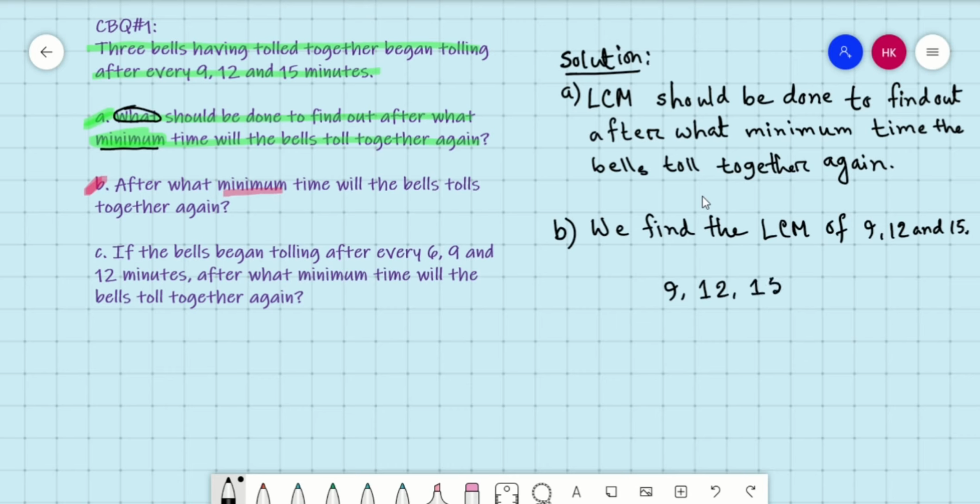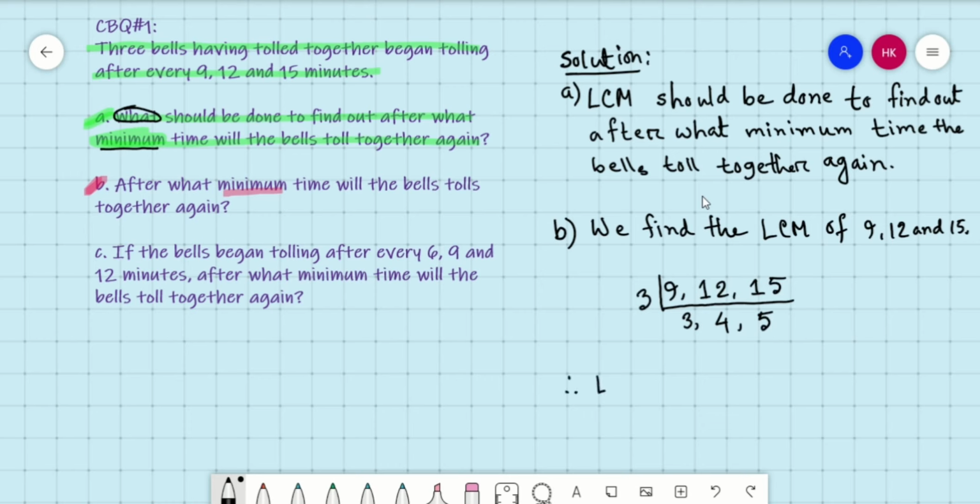At first we write the 3 numbers, 9 minutes, 12 minutes and 15 minutes, and then we try to find the LCM of these 3 numbers by using Euclid's method. At first we see, is there more than one even number? No, there is only one even number. So next we try to divide by 3. All the numbers can be divided by 3. We divide 9 by 3, the answer will be 3. We divide 12 by 3, it will be 4, and we divide 15 by 3 and it will be 5.